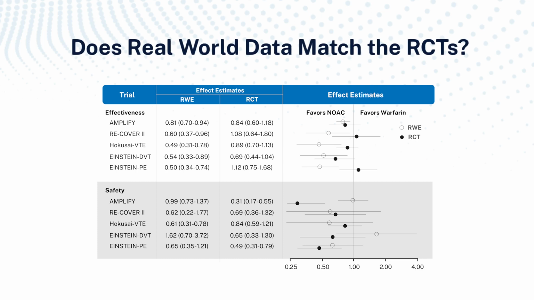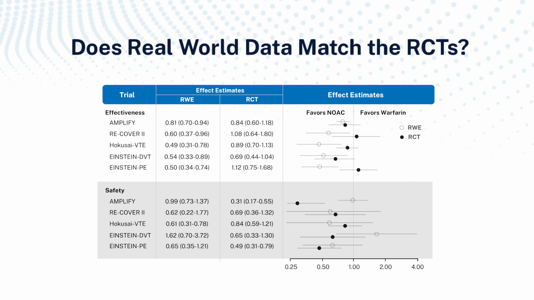Sometimes we actually even have some better outcomes in the real world efficacy. So for instance, in the RECOVER-2, in the Hokusai VTE, and in both the Einstein DVT and PE studies, those open circle ones, the real world evidence, actually have effect estimates that are more in favor of direct oral anticoagulant therapy than vitamin K antagonist therapy.